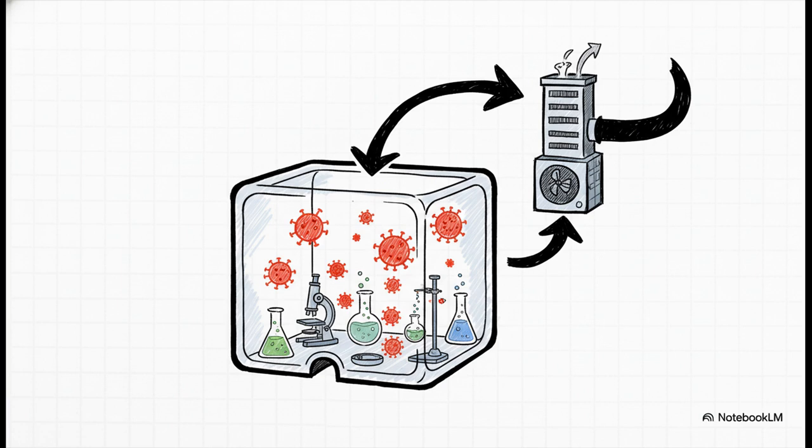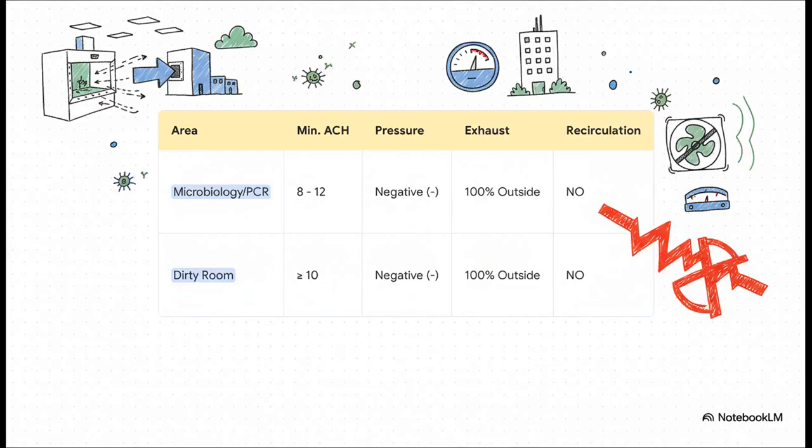Simple as that. Whatever is being worked on inside that lab, whether it's a biological agent, a chemical, whatever, it has to stay inside that lab. For the really high-risk labs, like microbiology or the PCR labs that do DNA testing, the rules are absolutely non-negotiable. You need strong negative pressure, constantly pulling air in. You need a high number of air changes, and 100% of that air gets exhausted safely to the outside. And the most critical rule of all, no recirculation. Not a single bit. Ever. That is the cornerstone of biosafety.